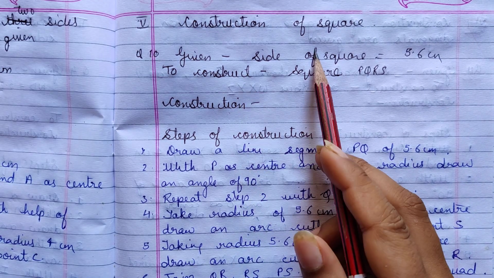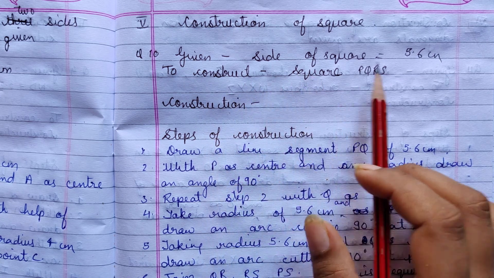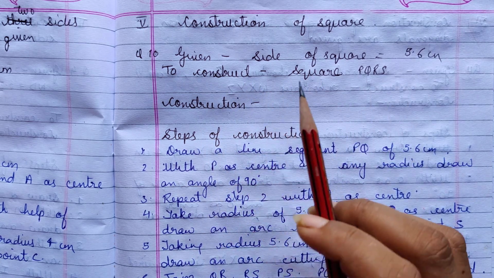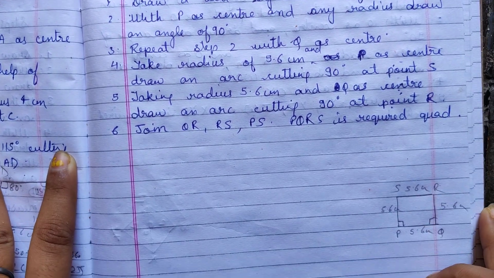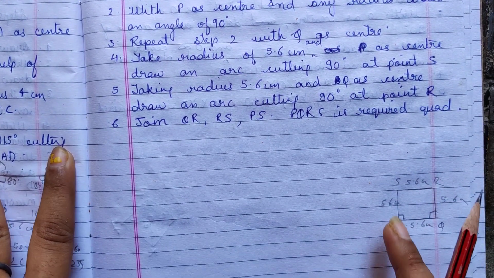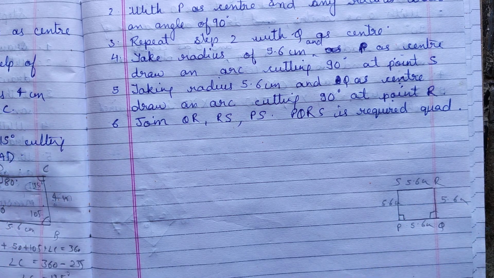Next type is construction of a square. So question number 10, where side of square is given as 5.6 centimeter and you need to construct a square. For construction of square, first of all we'll make a rough figure. Name is not given, so you can name it as anything. I have named this square as PQRS.